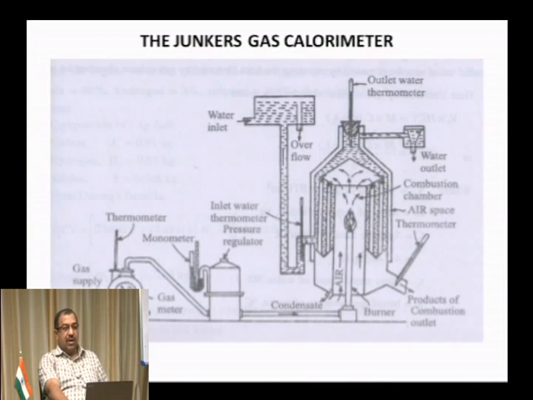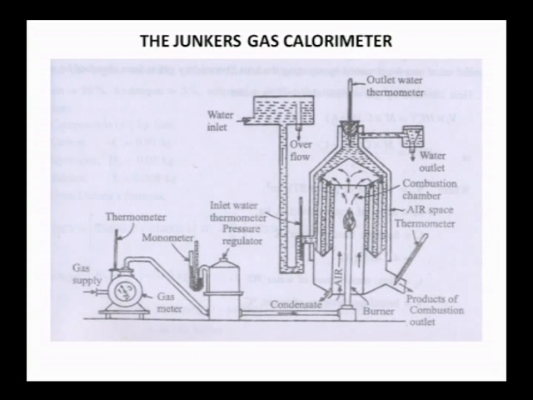Next, we are moving on to the Junkers gas calorimeter. The name itself tells you that this calorimeter is used to find the calorific value of the particular given gas. You can see here in the sketch there is a gas meter. That gas meter is used to record the volume of the gas supplied to the gas burner, and there is a pressure regulator. The purpose of the pressure regulator is to regulate the pressure of the gas, because usually when you supply the gas to the burner, the pressure may not be uniform.